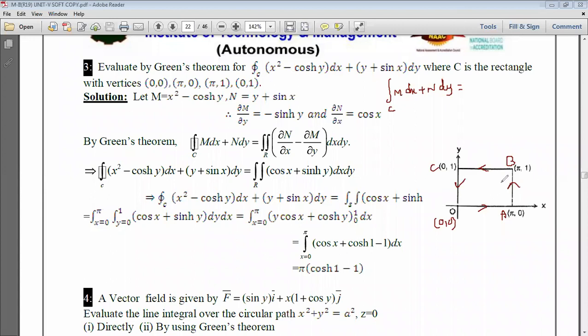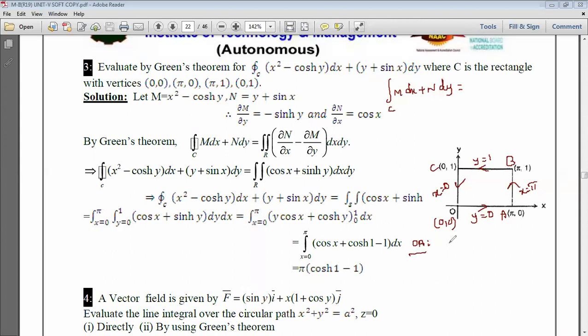Okay. First here it is having. So first you need to find along the line OA now. So OA is nothing but here it is having. What is this line? Y is equal to 0 line, and this is x is equal to pi line, and this is y is equal to 1 and x is equal to 0. So first we take along the line OA.